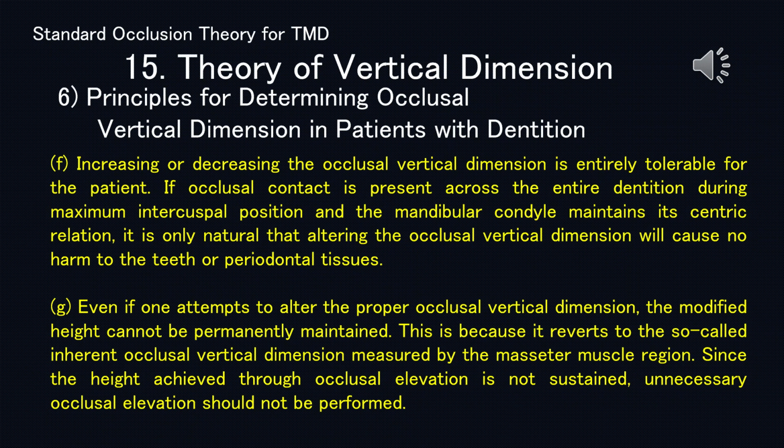Even if one attempts to alter the proper occlusal vertical dimension, the modified height cannot be permanently maintained. This is because it reverts to the so-called inherent occlusal vertical dimension measured by the masseter muscle region. Since the height achieved through occlusal elevation is not sustained, unnecessary occlusal elevation should not be performed.